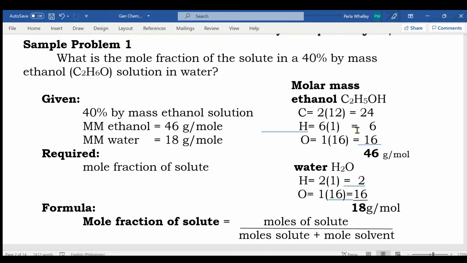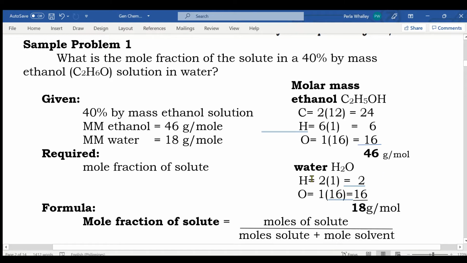Okay, so we'll multiply 2 times 12, 24, 6 times 1, 6, 1 times 16 is 16. Total is 46. So instead of AMU, because we are talking about molar mass, this will become gram per mole, or 46 grams of ethanol per 1 mole of ethanol, or 1 mole of ethanol over 46 grams of ethanol.